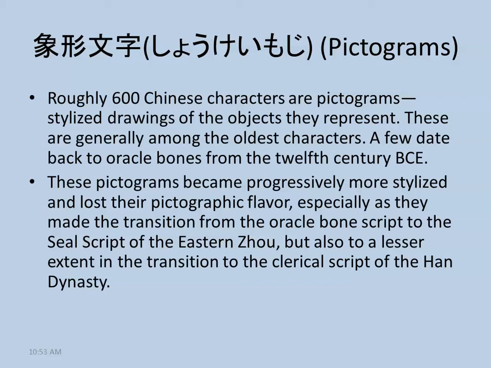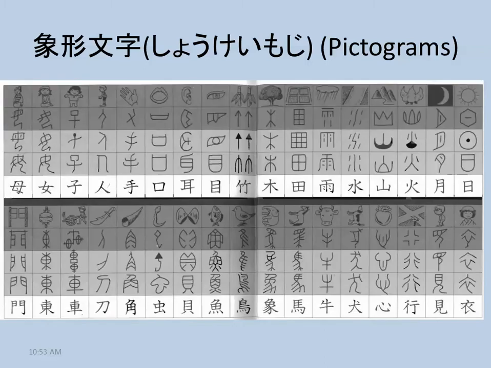So what do I mean by progressively more stylized? A lot of people assume that the characters are supposed to look just like that thing that it represents, but then when they look at the kanji today, they think, I don't really see how that corresponds to the actual object. So here is a chart. I'll be honest, I got this from a children's dictionary, but I think it does a great job of showing us. For the most part, these are all pictograms.